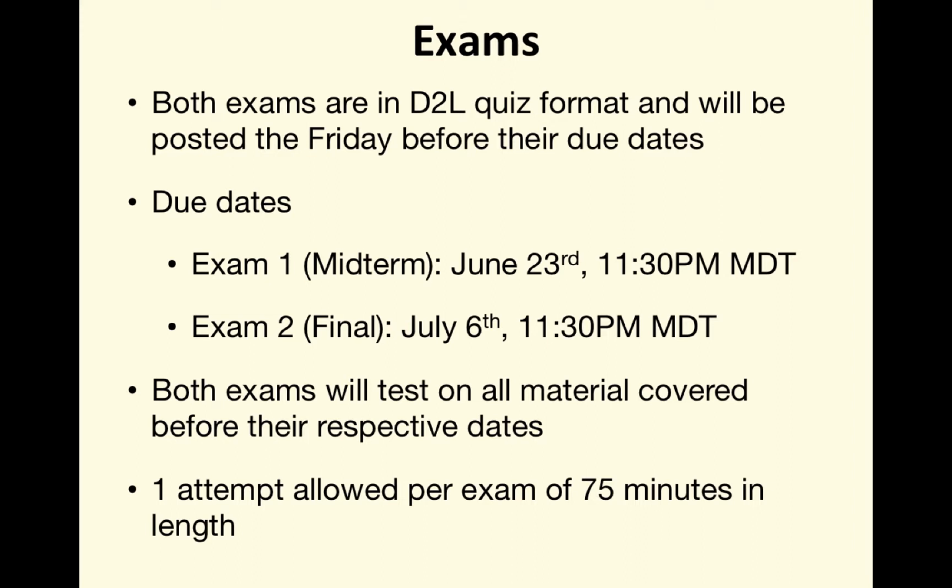Exams. Both exams are in D2L quiz format and will be posted the Friday before the due dates. The due dates are for Exam 1, June 23rd, 11:30 p.m. Mountain Daylight Time, and for the final, July 6th, the second to last day of class, Thursday, July 6th. That's the deadline for that, 11:30 p.m. Mountain Daylight Time. Both exams will test on the material covered before the respective dates. One attempt is allowed per exam, 75 minutes in length.